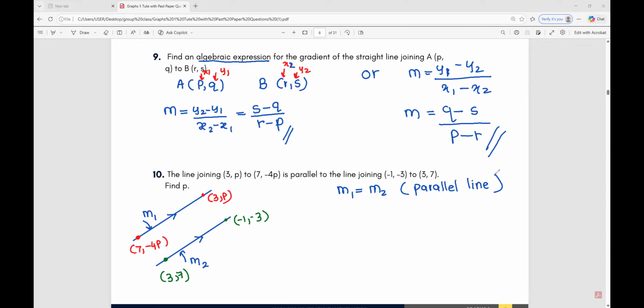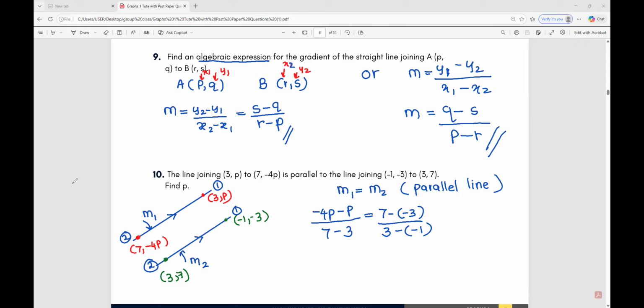Now I am using the formula for both sides. Gradient of M1. This is my first point. This is the second point. I go in that order. So Y2 is minus 4P, Y1 is P, over X2 is 7, X1 is 3. Then other side, second line gradient, Y2 is 7, Y1 is minus 3. Put a bracket and substitute. X2 is 3, X1 is minus 1.